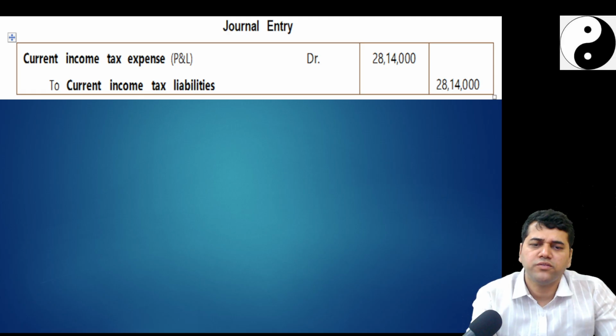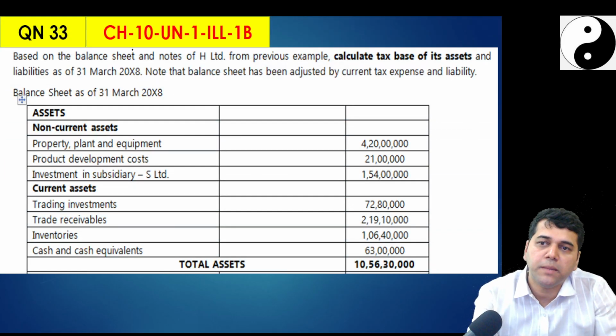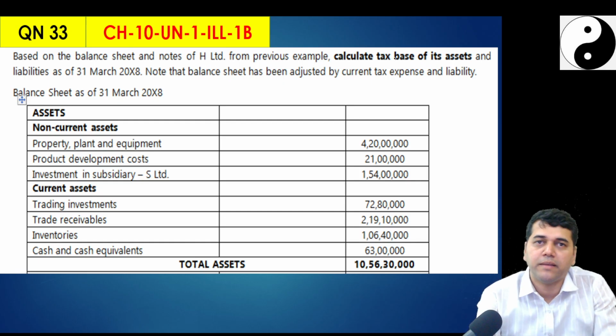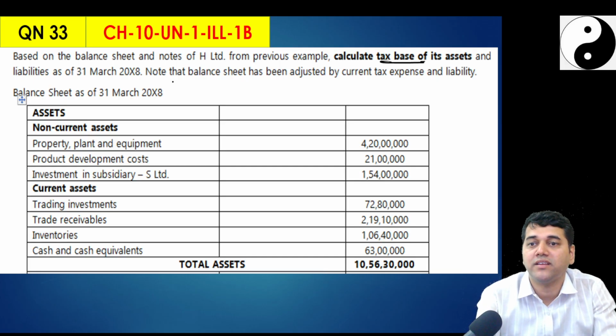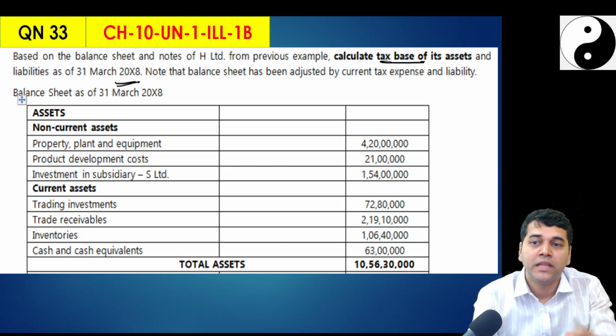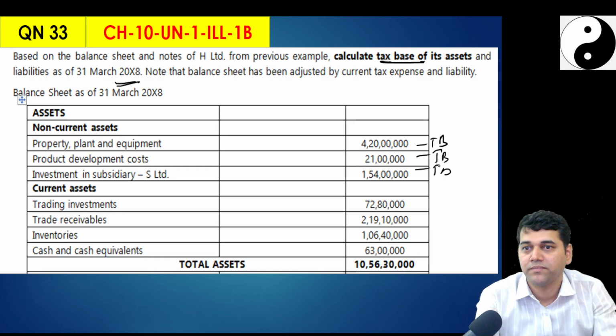Yes, so first question is a very simple question, only on the current tax. Now they said, look, based on the balance sheet and the notes of the previous example only, you calculated the tax expense. Now you need to calculate the tax base of the assets and liabilities on 31st March 2018. So you have to just tell, for this, what is the tax base? You have to just tell the tax base.